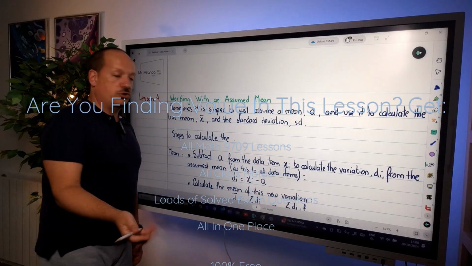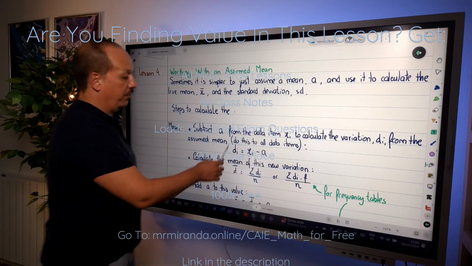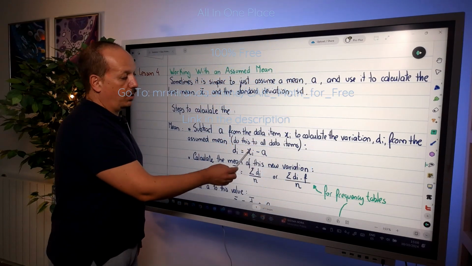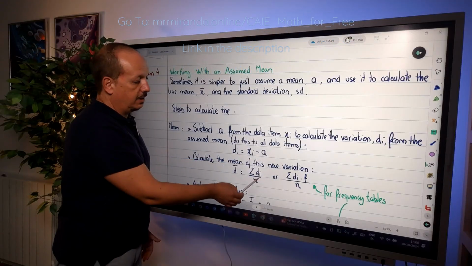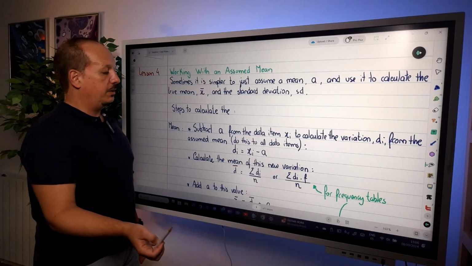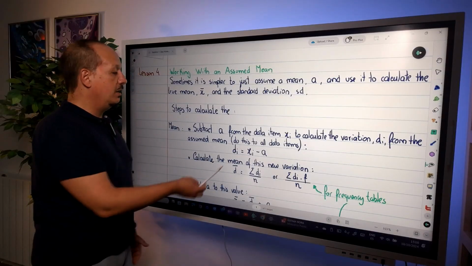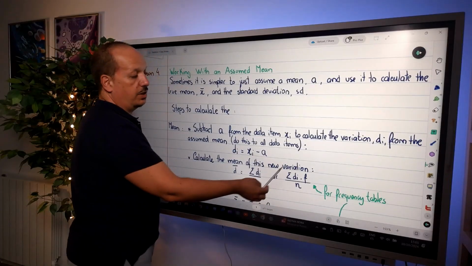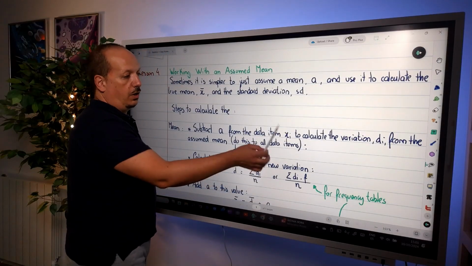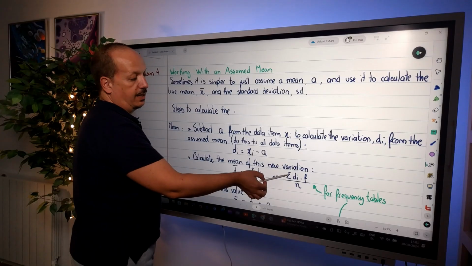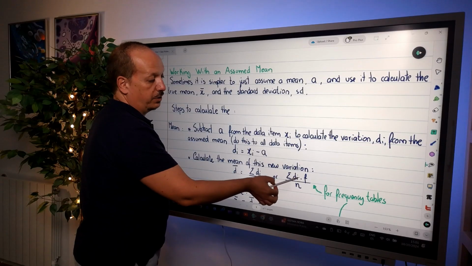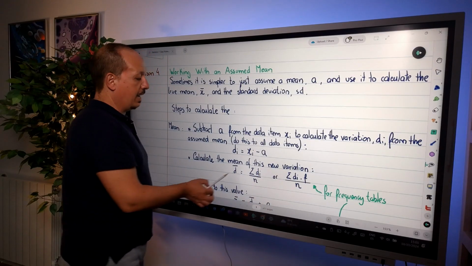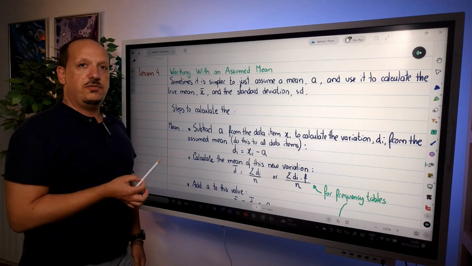You have to do this for every single individual value. All right? Then what you do, you calculate the mean of all these variations. That's what you have over here. You sum all the deviations that you just calculated, divided by the number of values that you have, and you have the mean of the deviations. If you are using a frequency table, this is what you'll use on the frequency table. For each cell, you will have this. You'll have a value for this, so you just have to add them all together, divide by n, and you have the mean of the deviations.